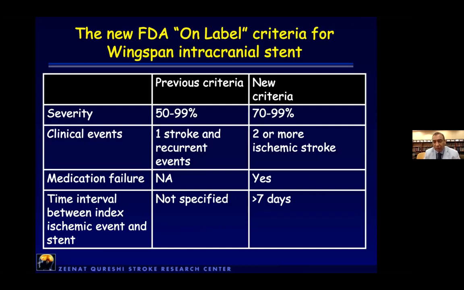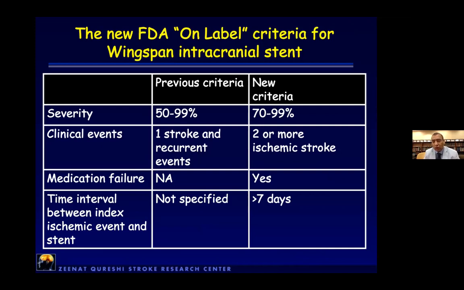So now they said that only 70 to 99% stenosis should be considered. 50 to 69% stenosis should not be considered. Patients had to have 2 or more ischemic strokes, so not just transient ischemic attack, but ischemic stroke. Patients had to fail medication, so the patient already had used an antiplatelet agent and still had recurrent ischemic events or ischemic strokes.